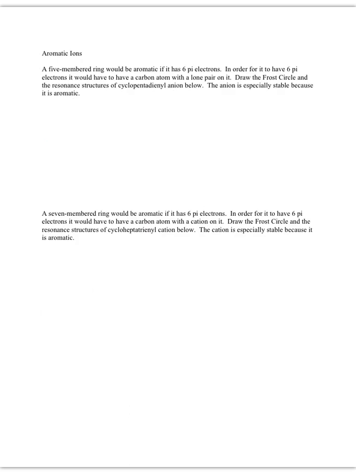So a 5-membered ring could be aromatic if it has 6 pi electrons. We've already said that cyclopentadiene is non-aromatic because we have that sp3 hybridized carbon. If we have a lone pair on that carbon, then we could have 6 pi electrons, and the cyclopentadienyl anion would be aromatic. Because 4n plus 2 equals 6, 4n equals 4, n equals 1, it is aromatic.